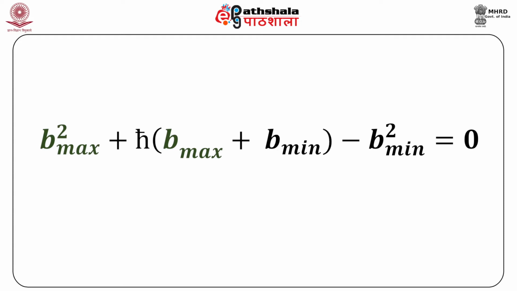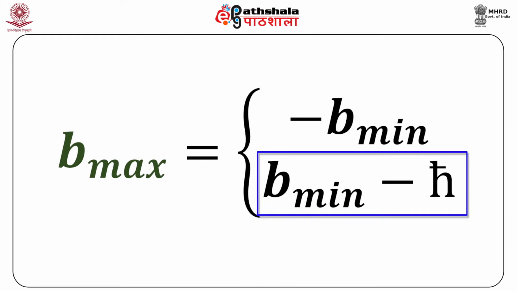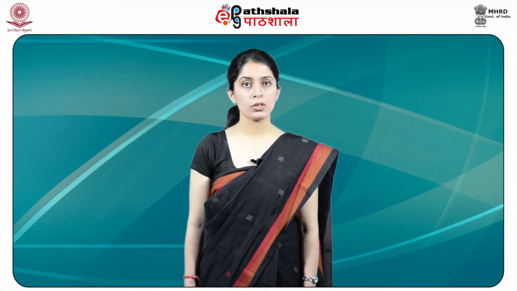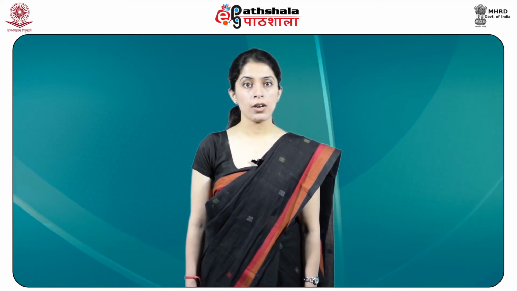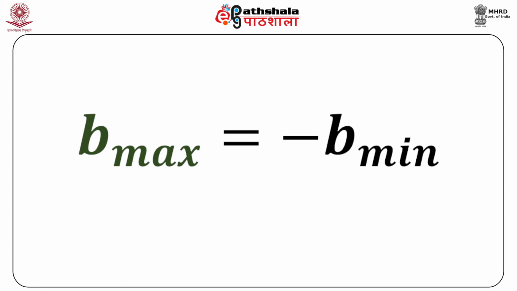Equating the two equations gives us the expression B max square plus h cross within brackets (B max plus B min) minus B min square equals 0. Now this becomes a quadratic equation which is solved for the unknown B max, and this gives us two roots for B max: the first is minus B min, and the second is B min minus h cross. Since we said that B max is the maximum or the largest eigenvalue, definitely this cannot be less than B min, because of which the second root B min minus h cross is rejected, and hence we are left with only one possibility, that is B max equals minus B min.